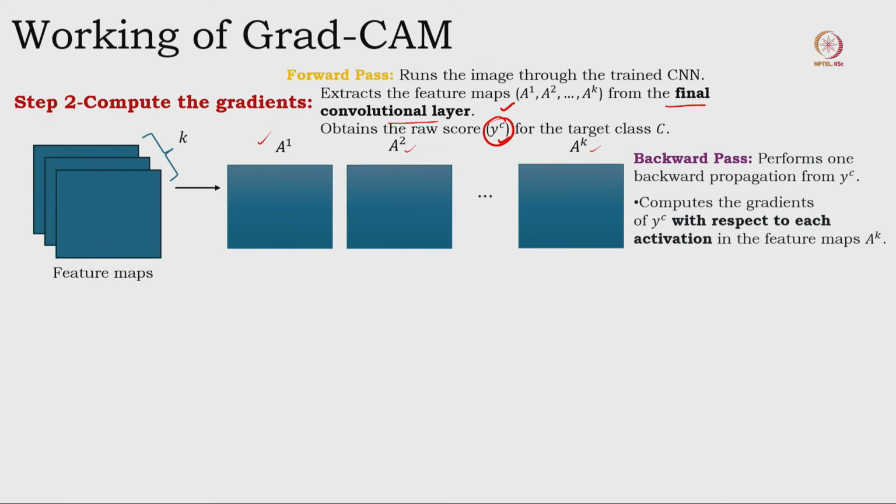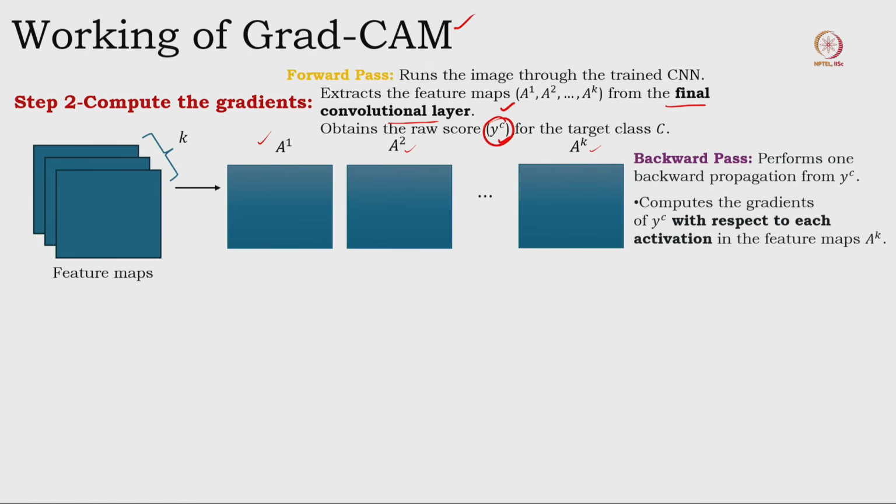Now, what is important? The model has predicted that a particular input belongs to a target class, and we have the yc value. Our aim is to understand which features were responsible for the model's prediction. That is the reason we are using Grad-CAM. Now, what will Grad-CAM do? Grad-CAM will tell the CNN to compute the gradients. So, come back, backpropagate and compute the gradients.